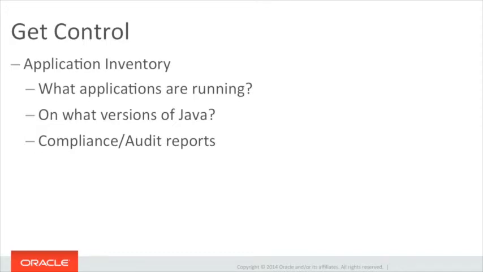That was stay in control. Now finally we get back to get control. The key to getting control is a full application inventory. Find out what applications are being run, what versions of Java they are running on. It would even be good to know where they are being run and how often. Another benefit of this is that we can use this information for things like compliance and audits reporting.